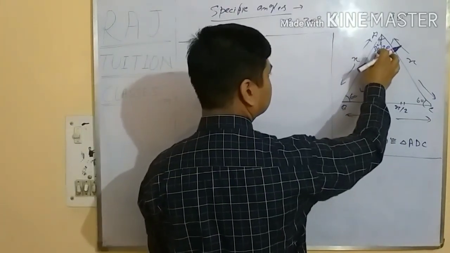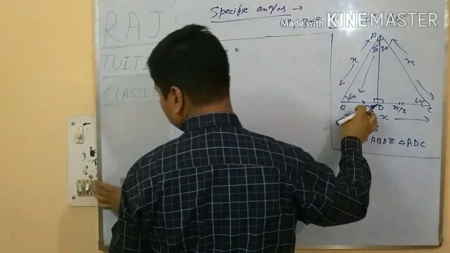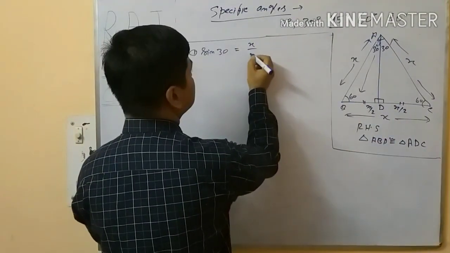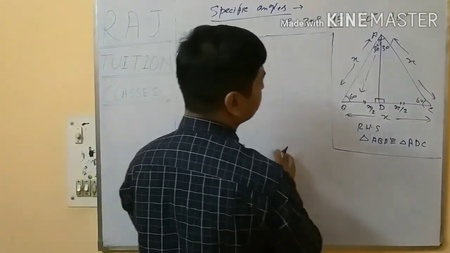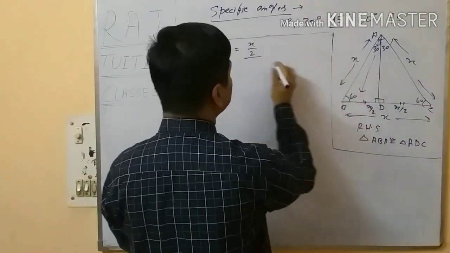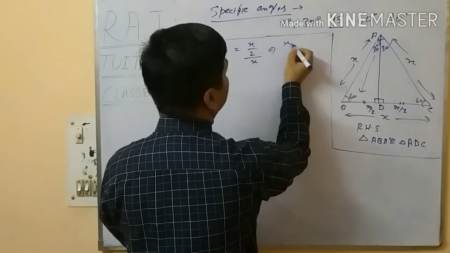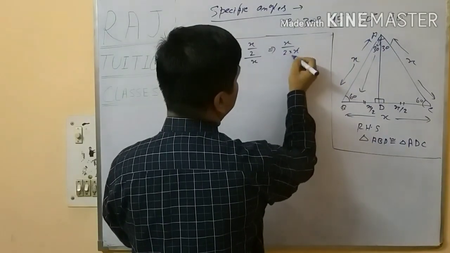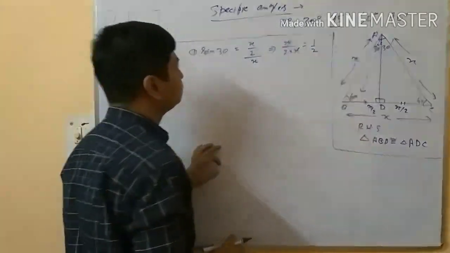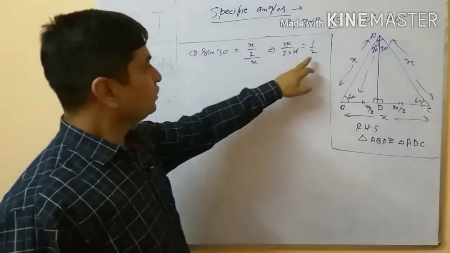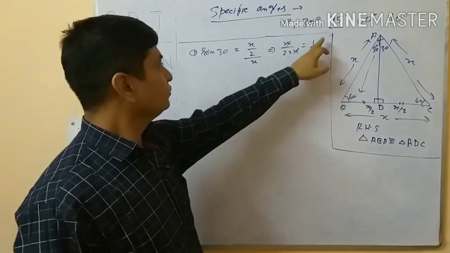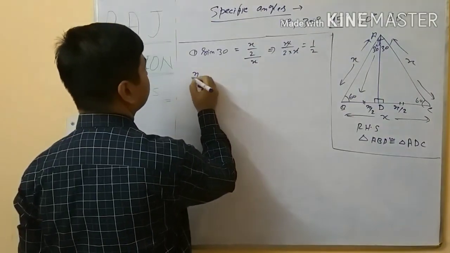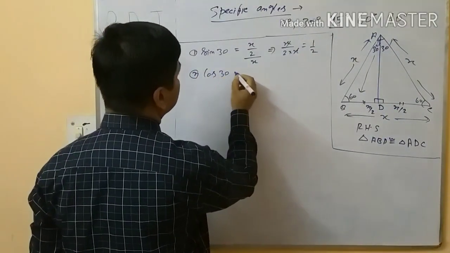Sine 30 means side opposite to 30 divided by hypotenuse. Side opposite to 30 is x upon 2, divided by hypotenuse. This one is the hypotenuse, so x. So what will it become? x upon 2 into 1 upon x, which is 1 upon 2. So the value of sine 30 is 1 over 2. This is sine 30.